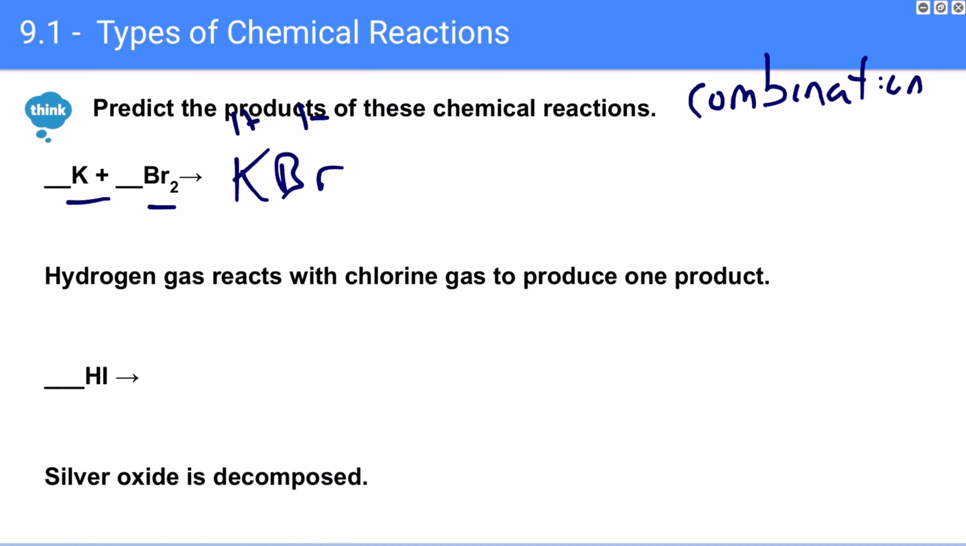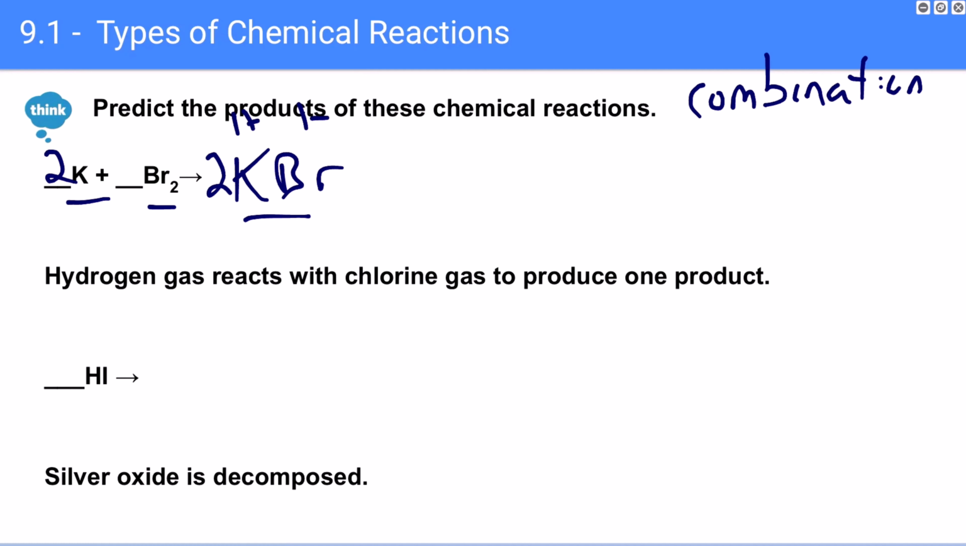So 2 Brs on the left side, 1 on the right, 2 goes in front of KBr, and a 2 goes in front of K. So again, identifying the type is the very first step. Predict the products based off of the type, but do not carry over subscripts unless it is a polyatomic ion. Check your charges, then go back and balance.